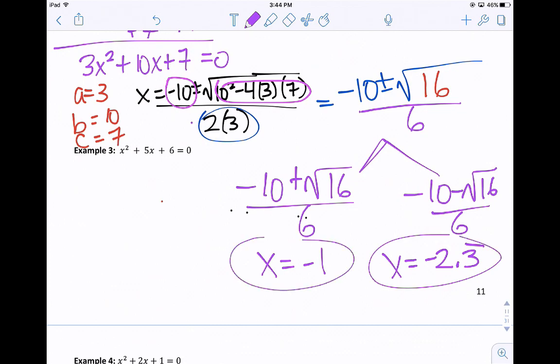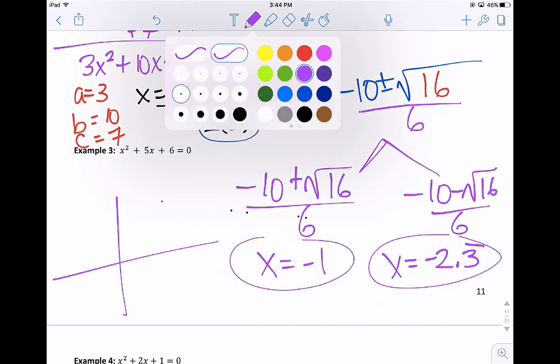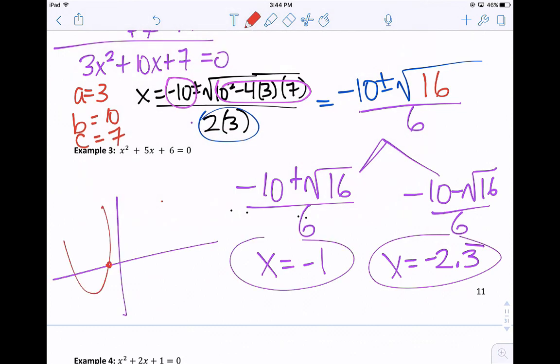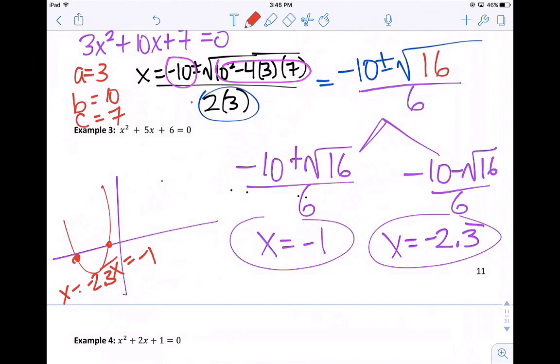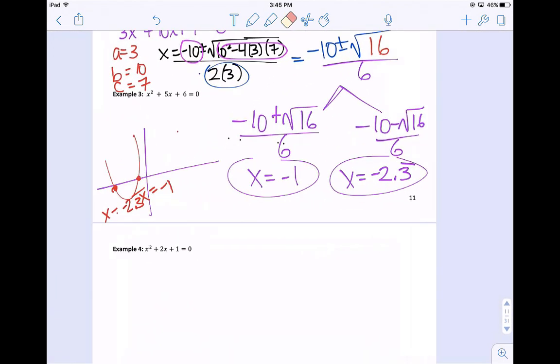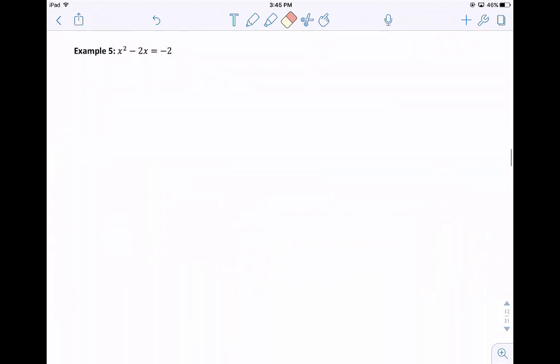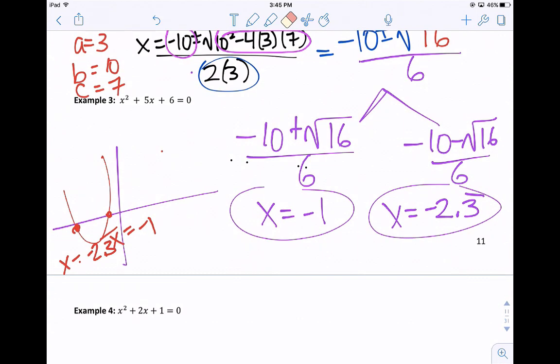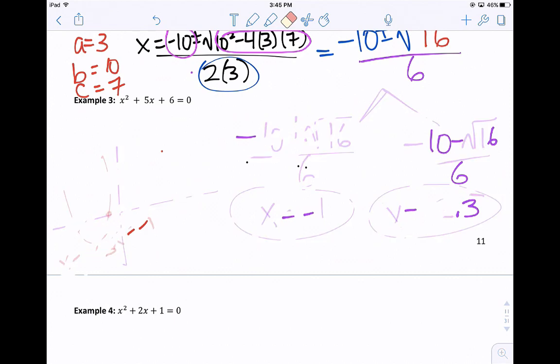And again, what this means is if we were to graph this, it would cross two places, and one would be at negative 1, and one would be at negative 2.3 repeating. Okay, so it would cross two different places. Okay, let's try this 2 more times, and then that's all we're going to practice today is quadratic formula. Your assignment will be the same.